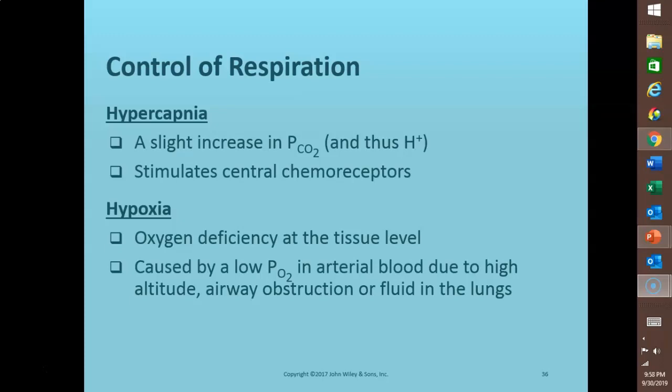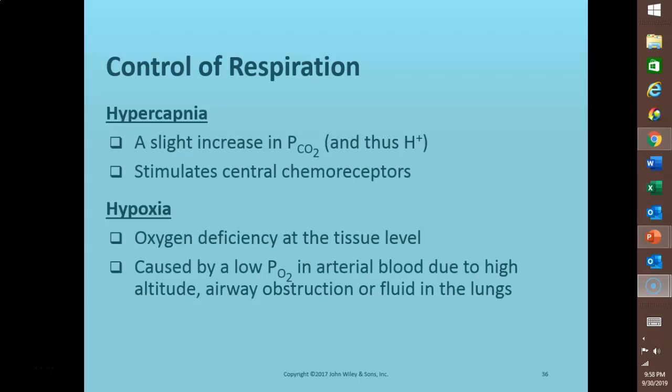Hypoxia is when the oxygen is deficient at the tissue level, so not enough oxygen is getting out into body tissues. This can be caused because you have a low partial pressure of oxygen in your arterial blood. That can result from an increase in altitude. When you increase in altitude, the partial pressure of oxygen in the atmosphere decreases. Therefore, when you breathe in, you're receiving less oxygen.